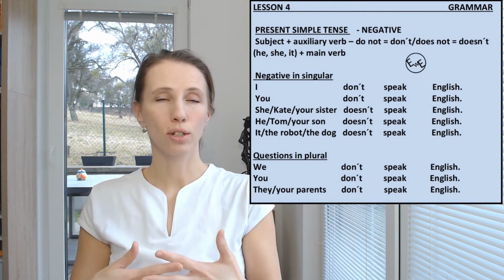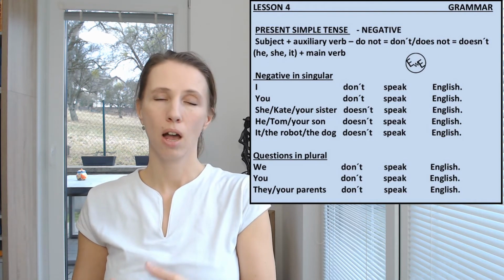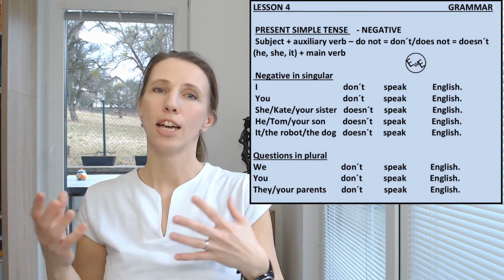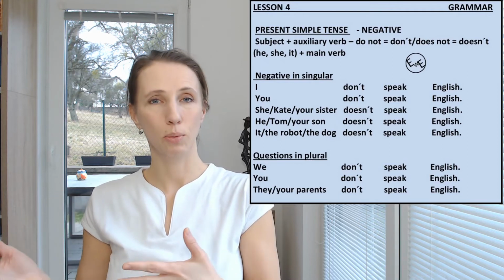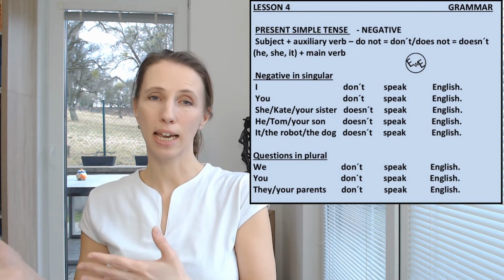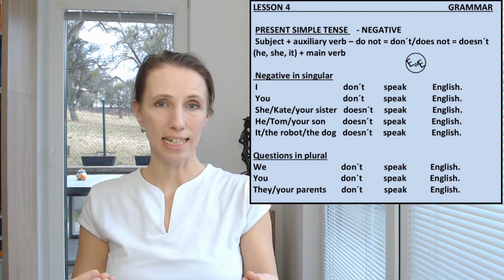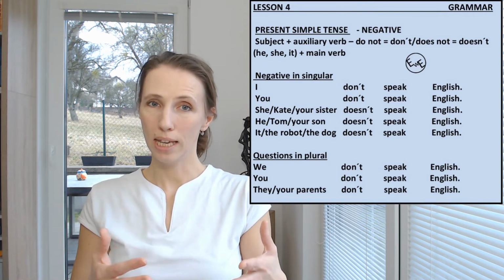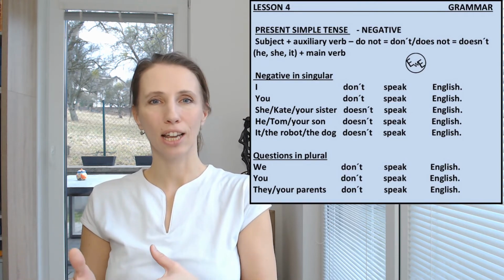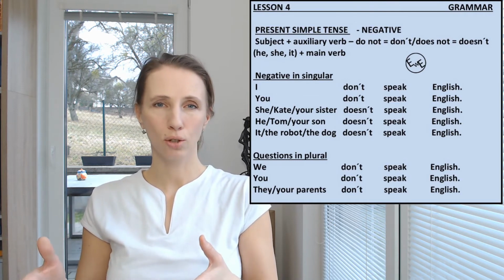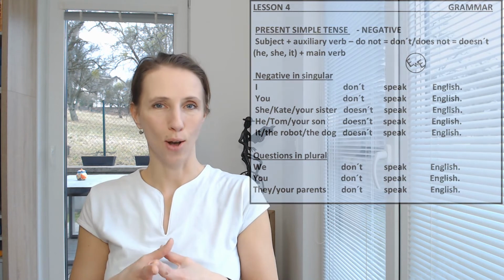I don't speak English. You don't speak English. She doesn't speak English. He doesn't speak English. It doesn't speak English. We don't speak English. You don't speak English. They don't speak English.